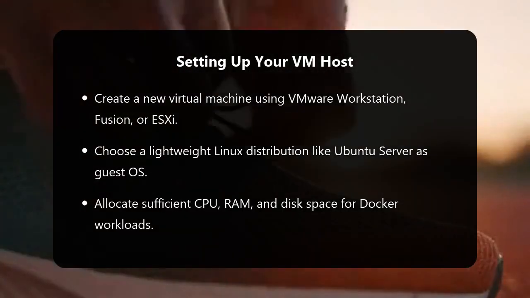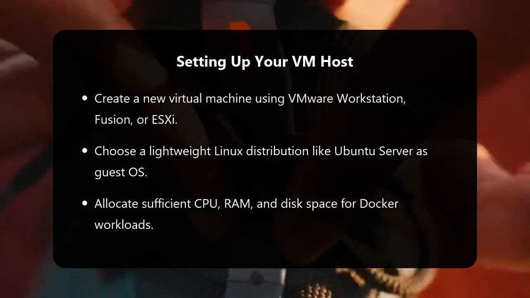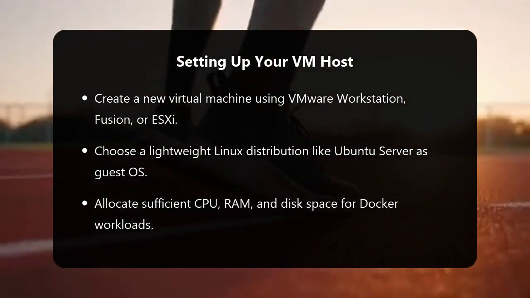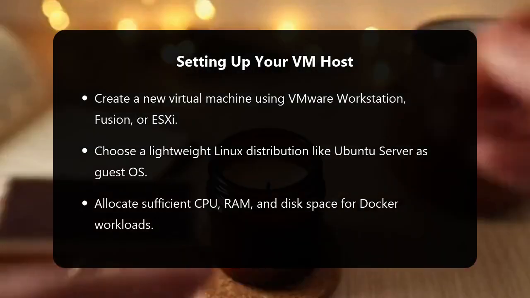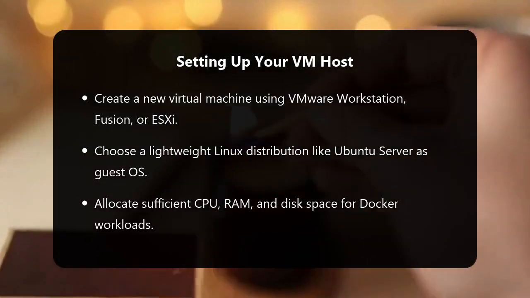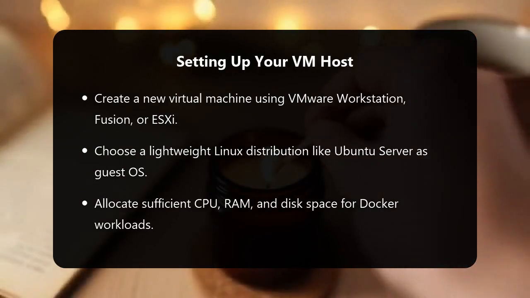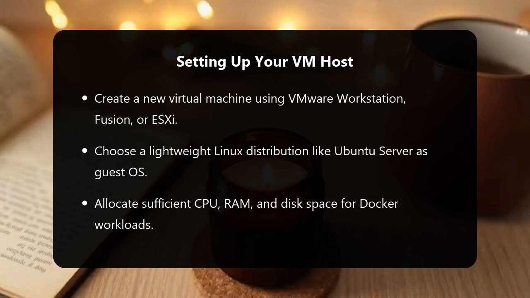When configuring your VM, allocate sufficient CPU cores, RAM, and disk space based on the anticipated Docker workloads. A good starting point might be 2 vCPUs, 4 GB RAM, and 40 GB of disk space, expandable as needed.